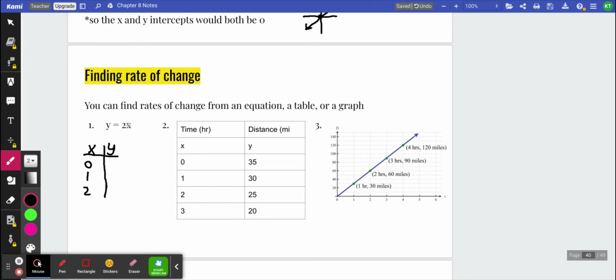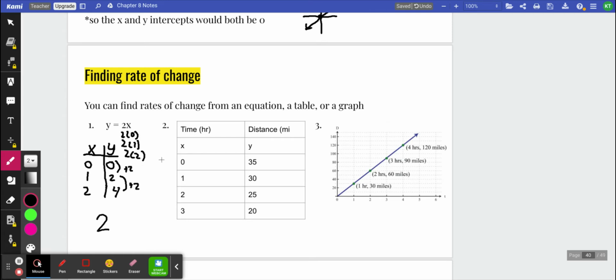So if I plug in 0, 2 times 0 is 0. 2 times 1, plugging in 1 for x now, would be 2. 2 times 2 would be 4, right? So you should see that we are going up by 2 each time, right? So my rate of change would be 2.